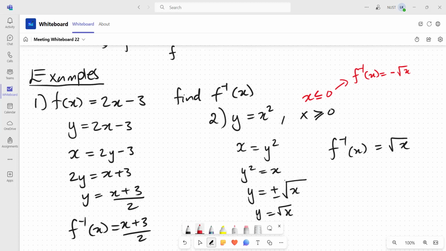So if you put in a negative, your output when you reverse it must also be negative, because the inverse gives you the input. The function itself gives you the output. It takes something in, you get an output, then the inverse takes that output as its input and gives you the input that you started with. Okay, so just take note of that.